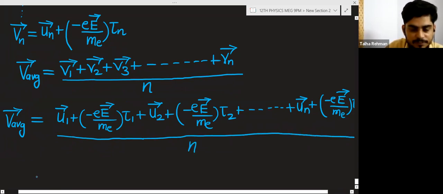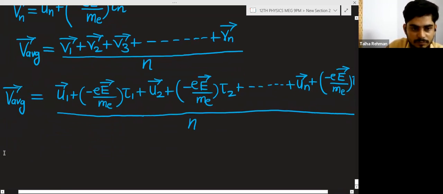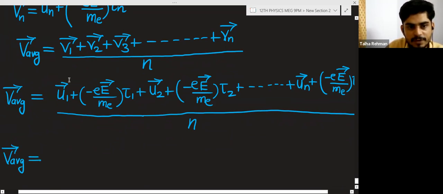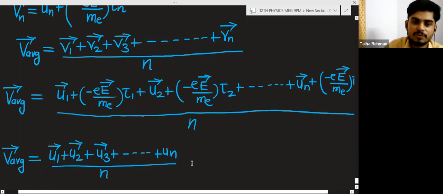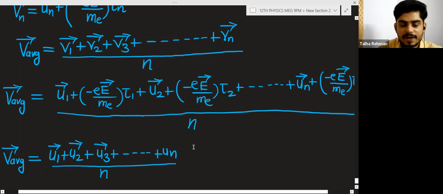So from here, this u1, this u2, u3, un, I can write like this: u1 plus u2 plus u3 plus un divided by n. And here I can write this.